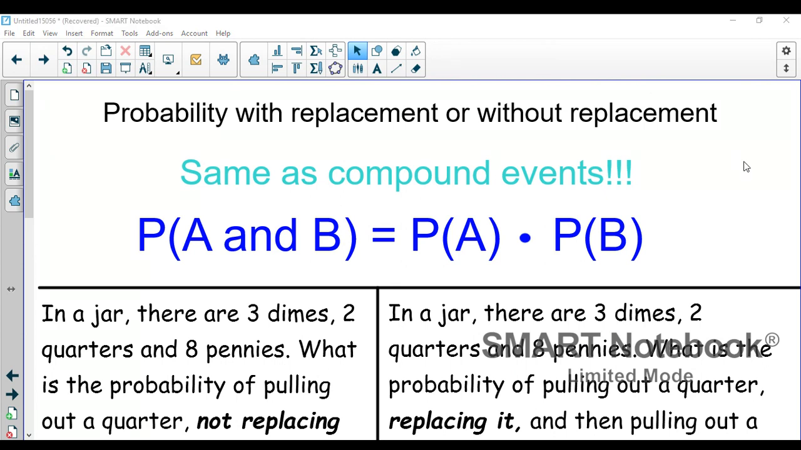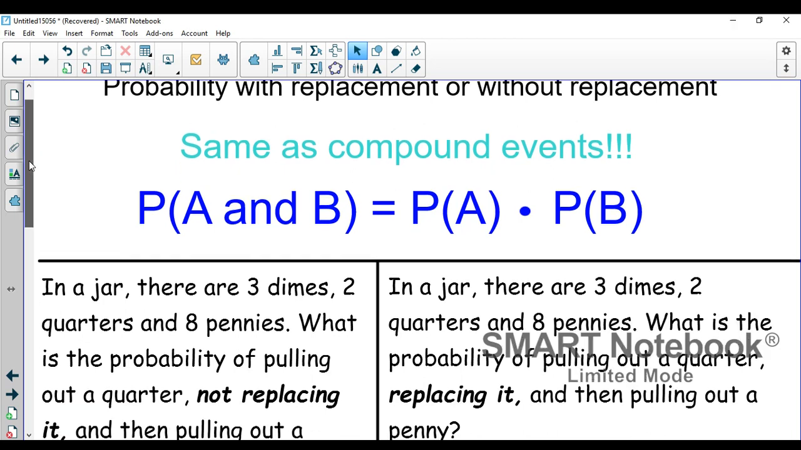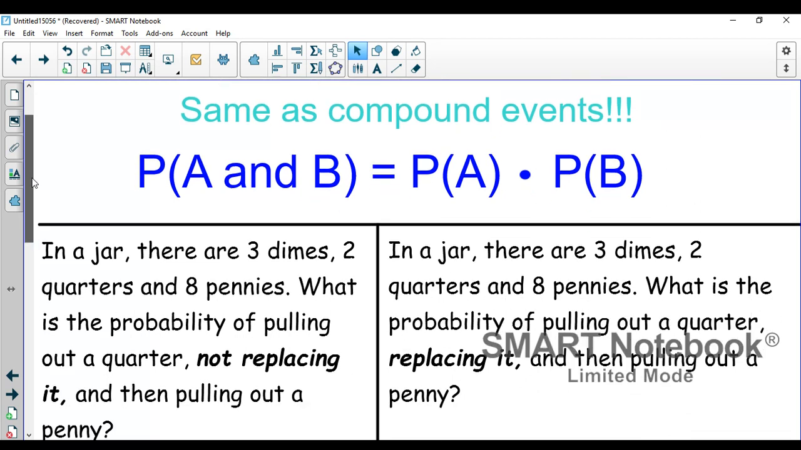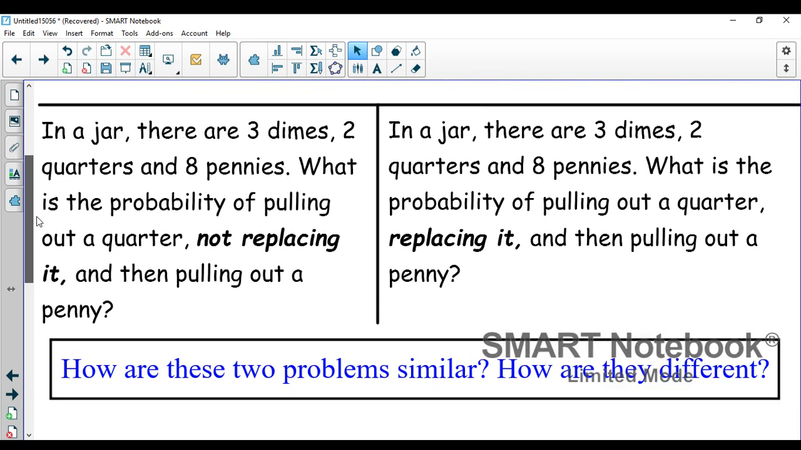Probability with replacement or without replacement is the same as compound events. You find the probability of the first event times the probability of the second event. Go ahead and stop the tape and look at these two problems now.